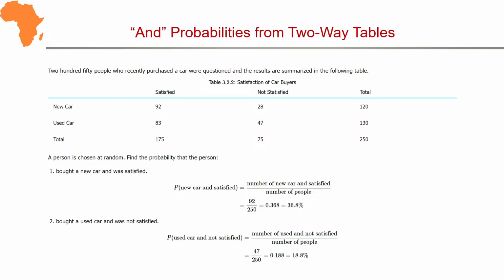And probabilities from 2-way tables. We go back to the 2-by-2 tables. They are the darling of epidemiologists. So your example here is a used car, and I would like you to translate this into disease. I'm using a different example. So you have satisfied, not satisfied, like positive, negative. So you have used car, new car, and the counts 92, 28, 83, 84. A person is chosen at random. Find the probability that that person bought a new car and was satisfied.